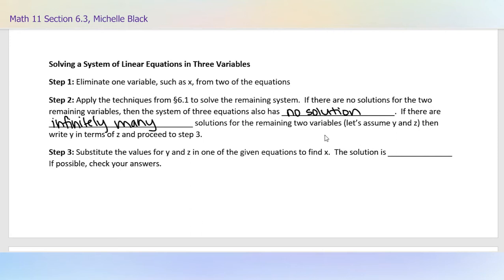Step 3 says substitute the values for y and z into one of the given equations and find x. The solution is written as an ordered triple, x, y, z. And if possible, so if you get back actual nice numbers, you should check your answers.